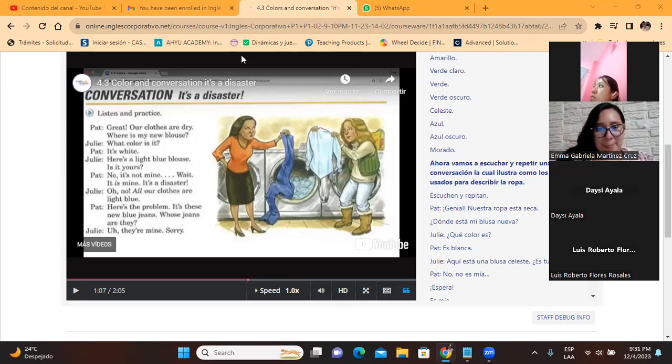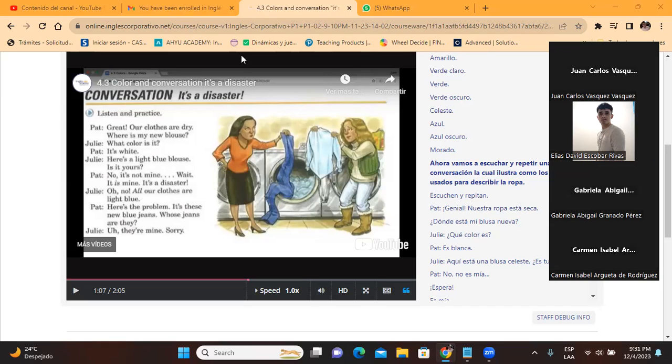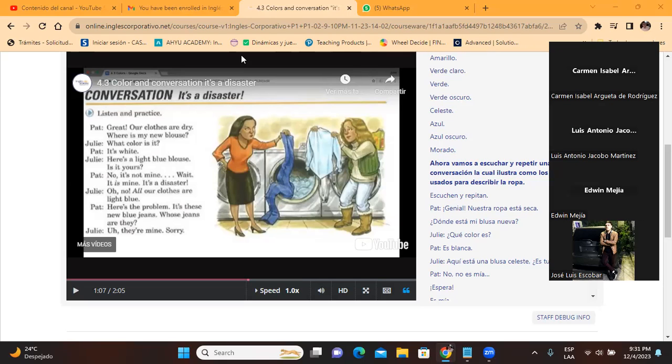Let's see. Luis Roberto, what is your favorite color? My favorite color is blue. Blue, okay. Elias David, what is your favorite color? Carmen Isabel, what is your favorite color? Luis Escobar, what is your favorite color? Jacobo, what is your favorite color? My favorite color is the blue. Dark blue, okay. Yeah, that's a good choice, dark blue. I like dark blue. Okay, let's listen to this conversation, okay?